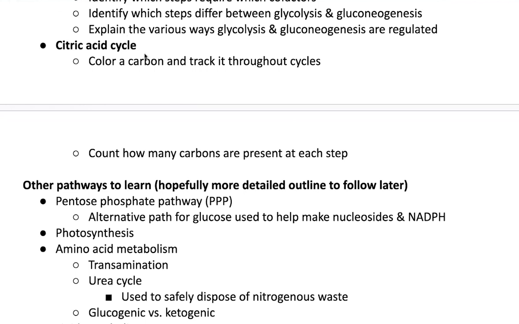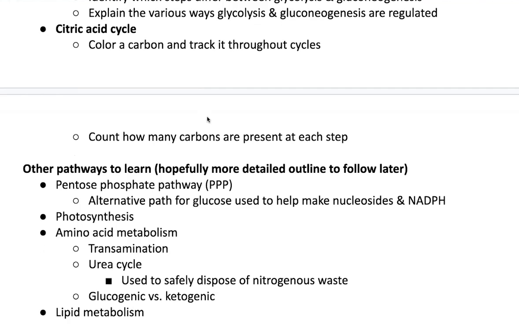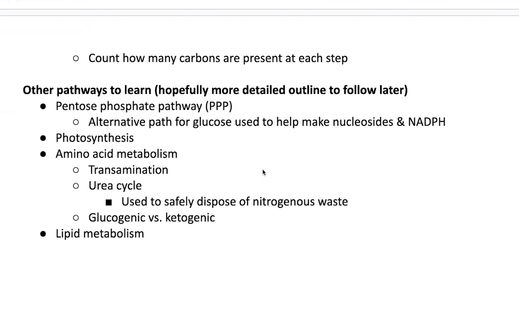Citric acid cycle. So what I find helpful is if you color a carbon in one of the starting materials and track it throughout the cycle as it moves through, and you'll see that the carbon that goes into the cycle isn't the carbon that's going to leave that same cycle. So track it through until it goes through, and count how many carbons are present at each step.